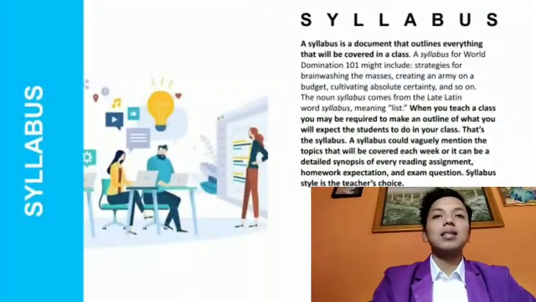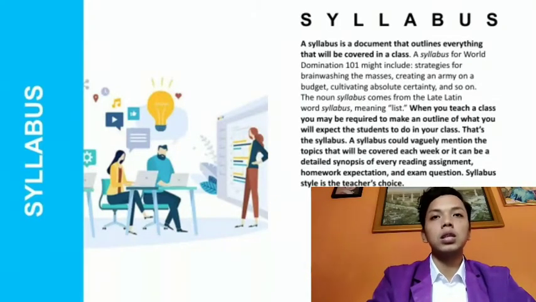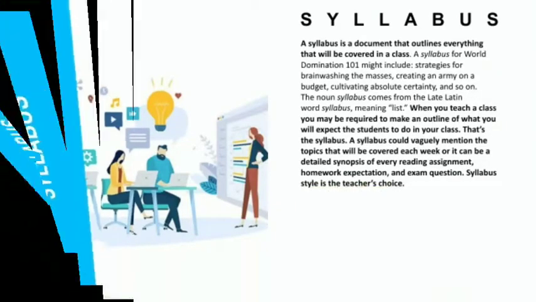Well, the second part is syllabus. A syllabus is a document that outlines everything that will be covered in a class. When you teach a class, you may be required to make an outline of what you will expect the students to do in your class. That's the syllabus. A syllabus could vaguely mention the topics that will be covered each week, or it can be a detailed synopsis of every reading assignment, homework expectation, and exam question. Syllabus style is the teacher's choice.